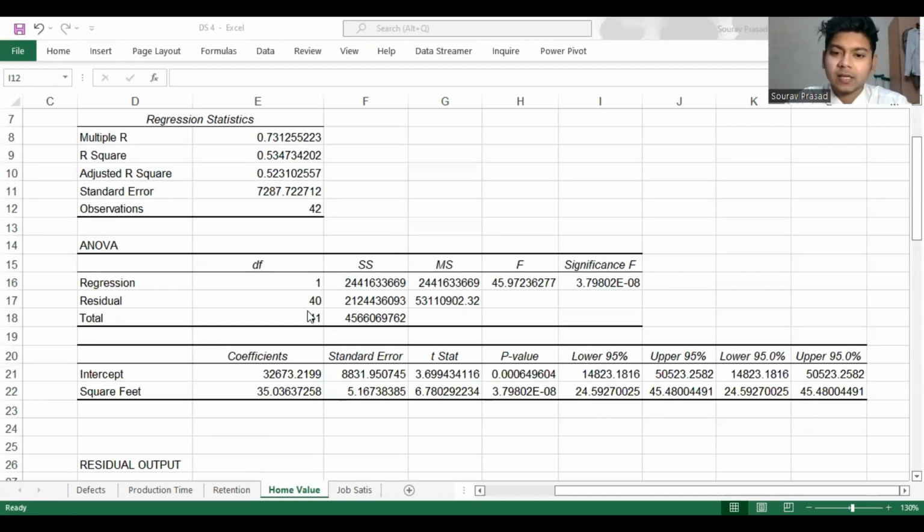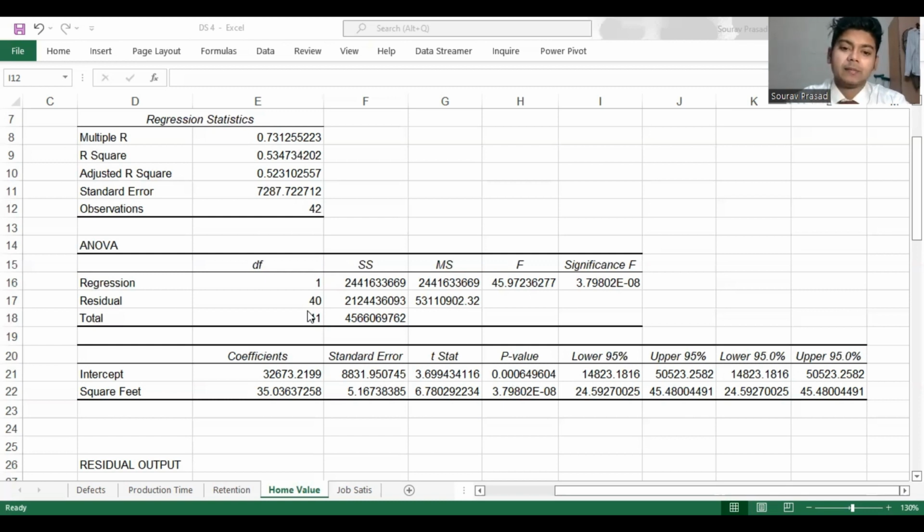Now the second part is the ANOVA table. The ANOVA table gives us some more detailed information about the model. We have first the F value. The F value is 45.97. It measures how well the model fits the data. The higher the value, the better the model fits the data. Now we have the significance F, with a value of 3.8. This means that the model is statistically significant, which means that the relationship between the size of the house and the market value is not likely to be due to chance.